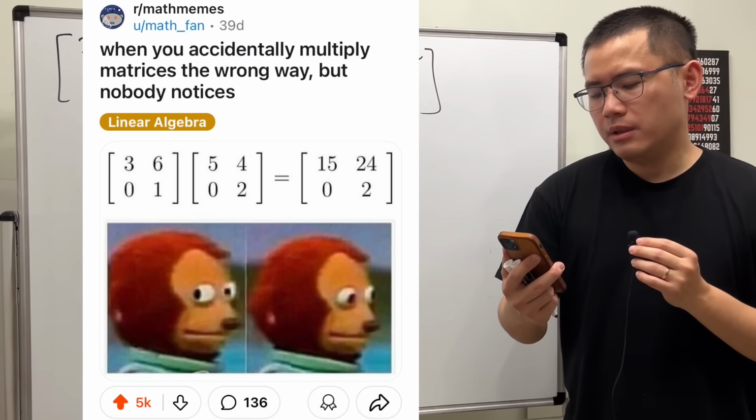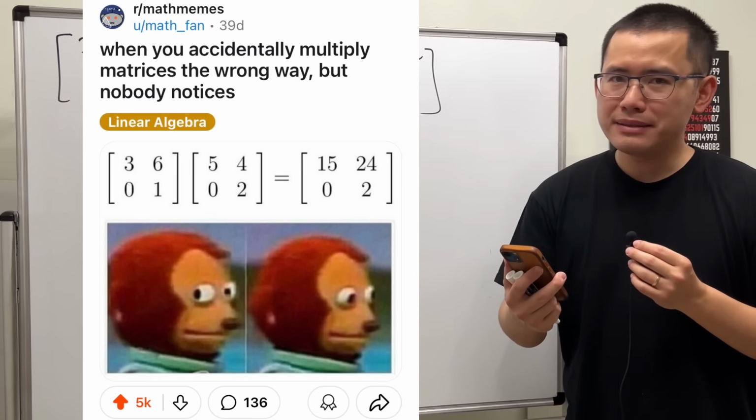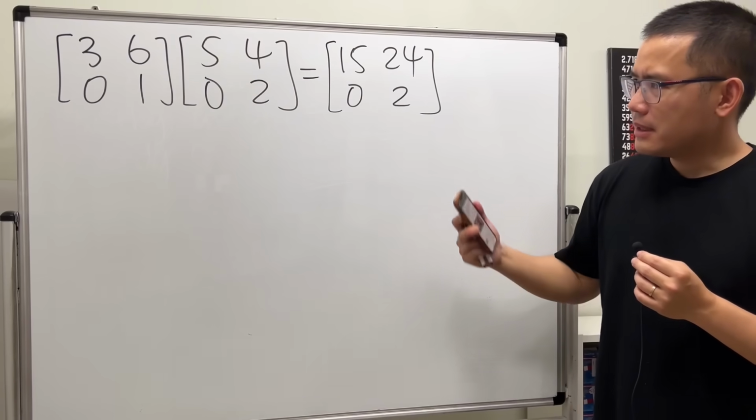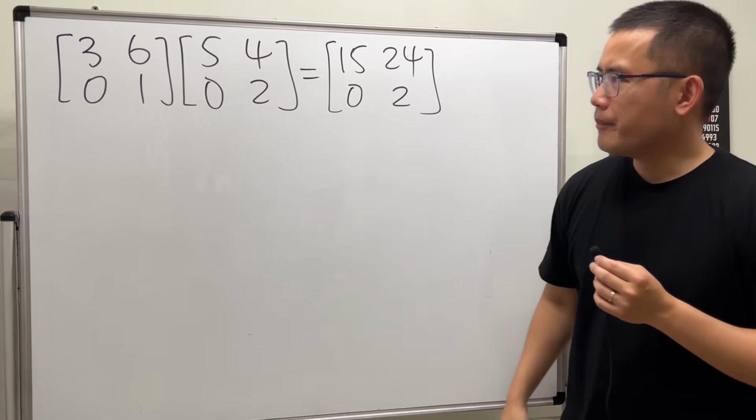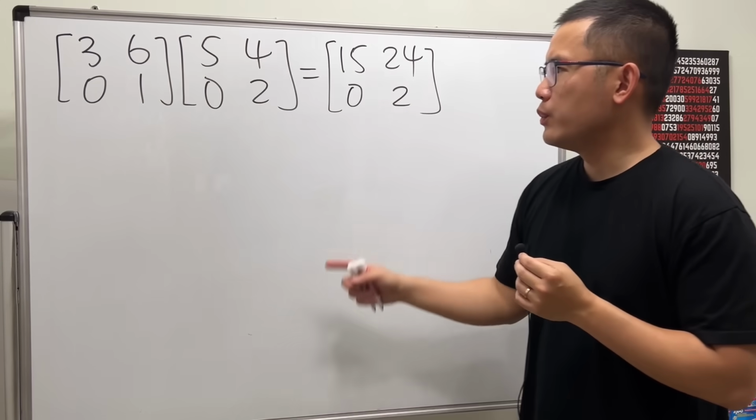When you accidentally multiply matrices the wrong way, but nobody notices. Alright, so let's discuss what's going on right here. We are multiplying these two matrices and we get this for the result.